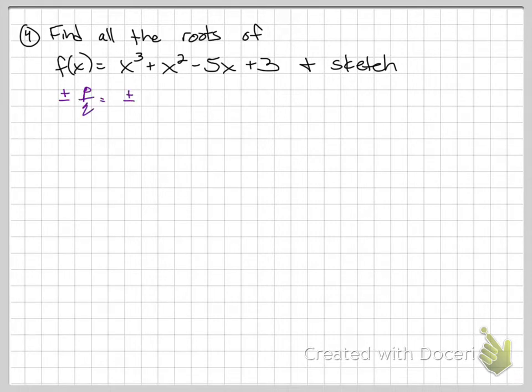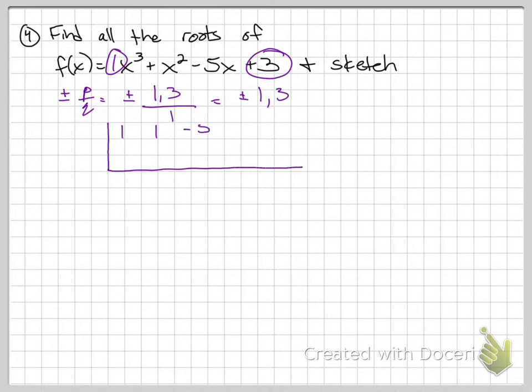So plus or minus factors of 3 over factors of the imaginary 1. So that's just plus or minus, like I said, 1 over 1, 3 over 1. So that's 4 possibilities. So long division works, but also this is a great time to use synthetic division.